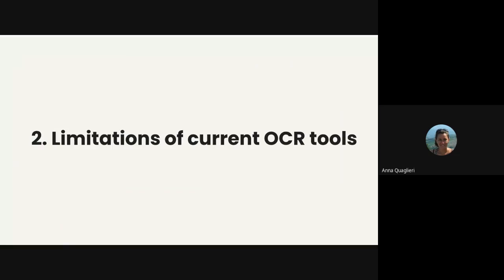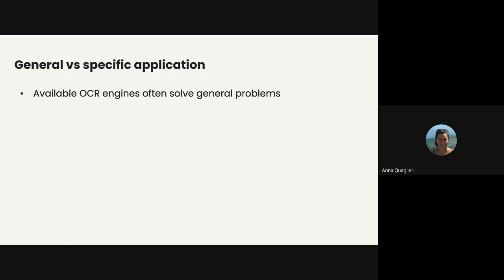So I hope I gave you an overview of what the common OCR tools out there are and what they do. I'd like now to talk about why I'm saying limitations. Mainly when I think about limitations, I think about general versus specific problems. The available OCR engines try to solve general problems: extract all the text, do the best in extracting tables or forms.